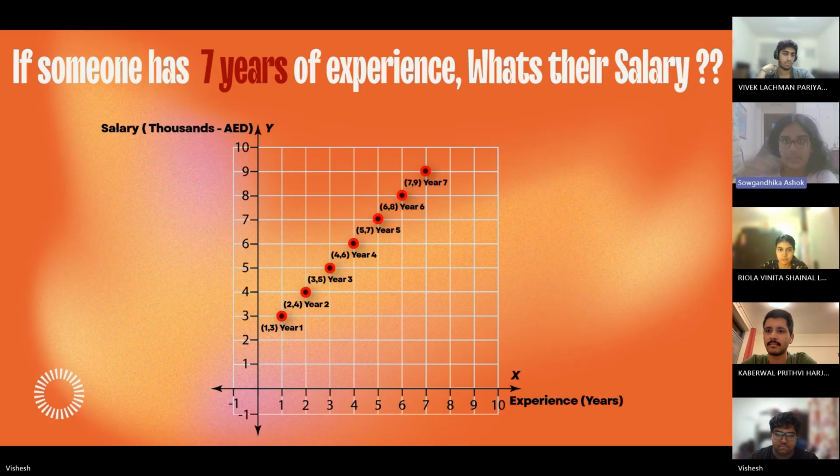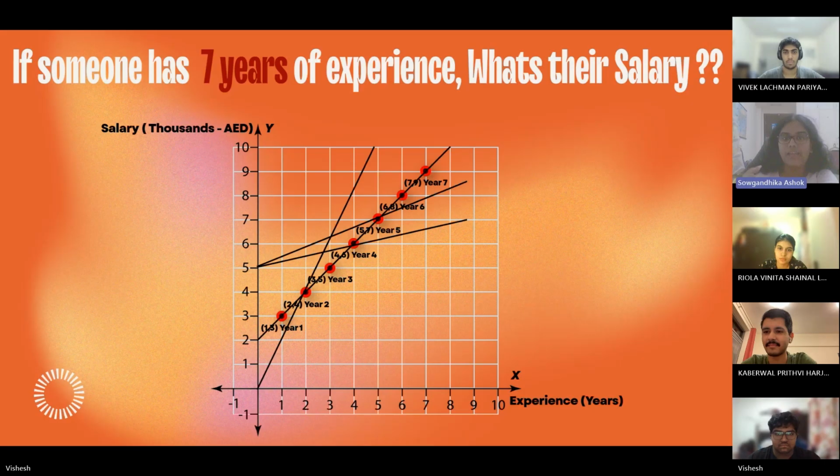Now you're starting to see something, aren't you? 7, 9, 10 years. The pattern is clear. As experience goes up, salary goes up. This is what we call a positive linear relationship. But if a new employee joins, let's say with 7 years, not in our data, what do we do then? We need a line. But which line?